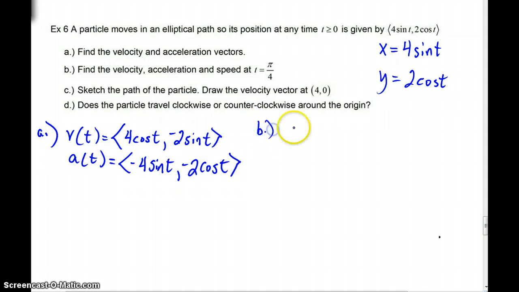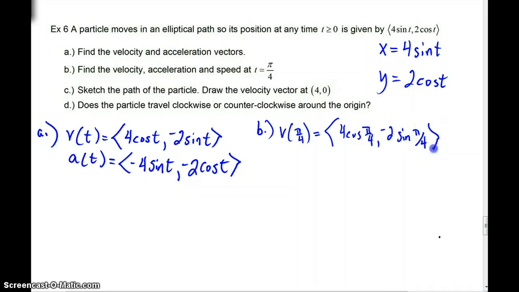Let's take a look at part B. They want the velocity at t equals pi over 4. And they want that written as a vector. Velocity is a vector, something that we want to think of. So here's what's going on. They're saying, what's v of pi over 4? Well, v of pi over 4 is going to be 4 cosine of pi over 4, comma, negative 2 sine of pi over 4.